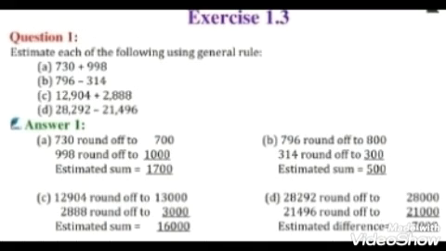Then last one, 28,292 minus 21,496. Here also you take nearest thousands. That is 28,292 round off 28,000, 21,496 round off 21,000. Minus sign is given, you have to subtract the numbers. The answer is 7,000.